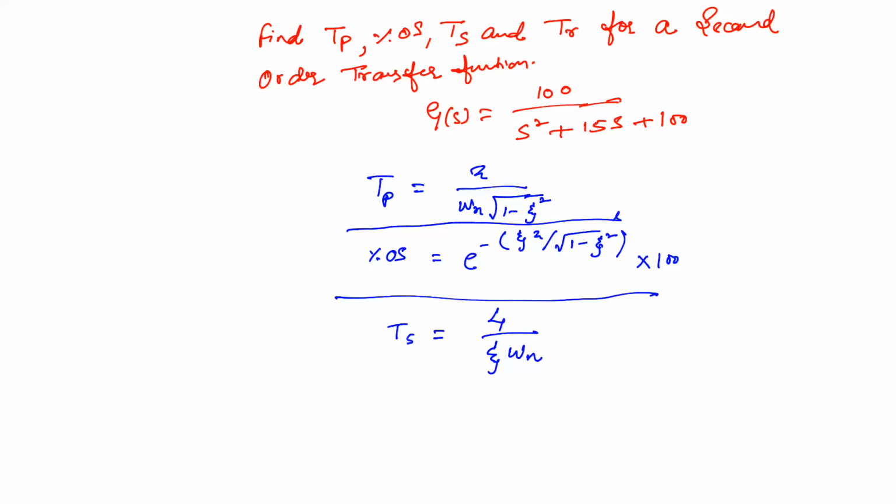Good morning everyone. Continuing with the previous lecture, today we will discuss some of the problems associated with the peak time, settling time, rise time, and the percentage overshoot. Let us consider a problem. We have to find the peak time, percentage overshoot, settling time and the rise time for a second order transfer function which is given by this.